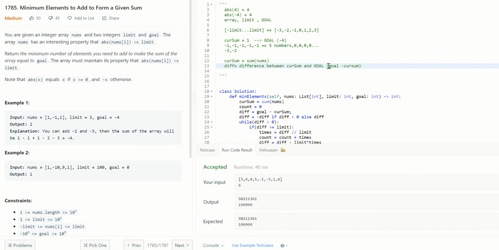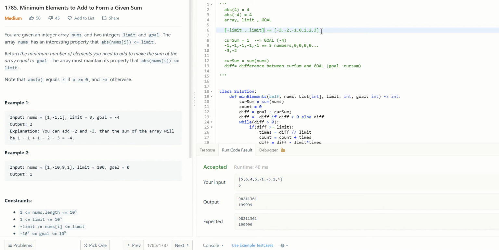Cursum minus goal, that is a difference, right? That's what we are going to work with. So cursum could be negative or positive, and even the diff could be negative or positive, right? But what are the elements that are in question that we are going to add? Only from negative limit to positive limit, right? As we discussed, for example, -3 to +3, right?